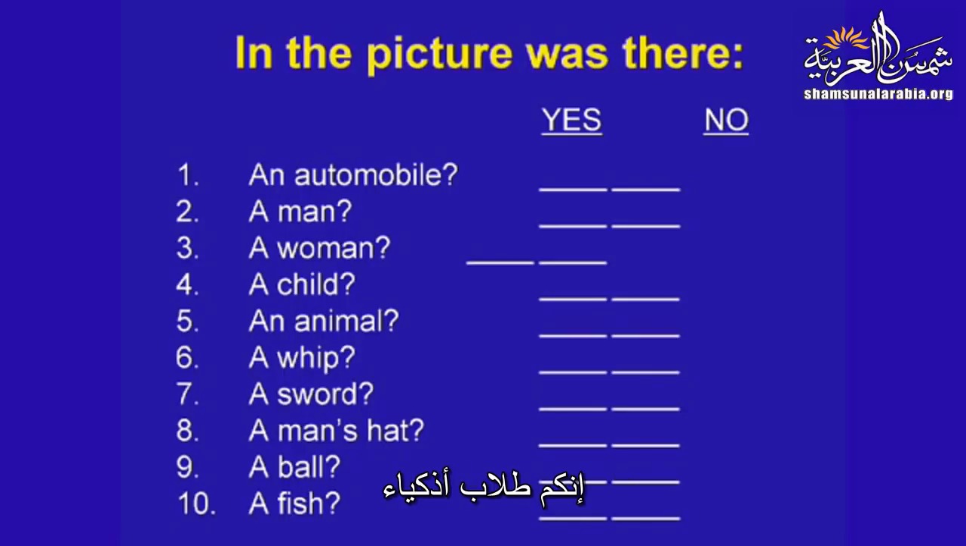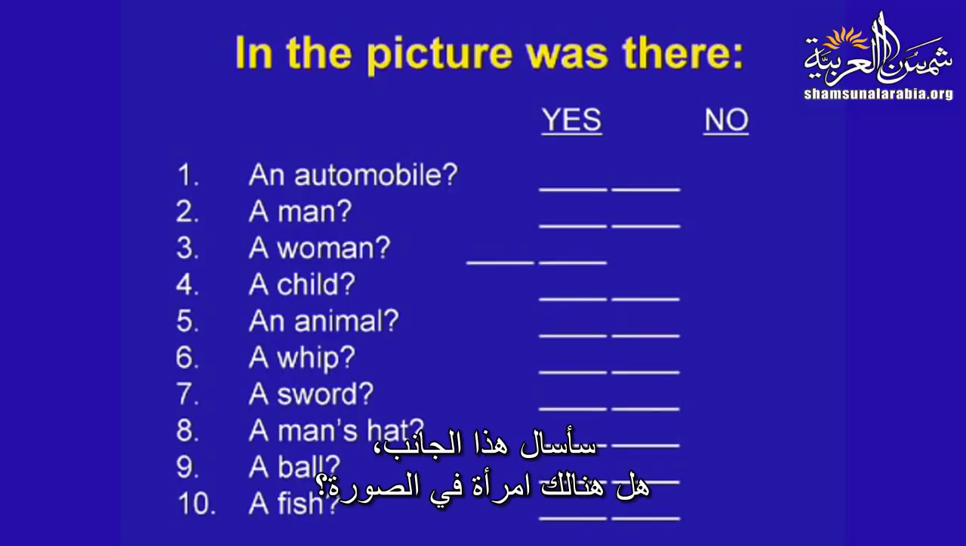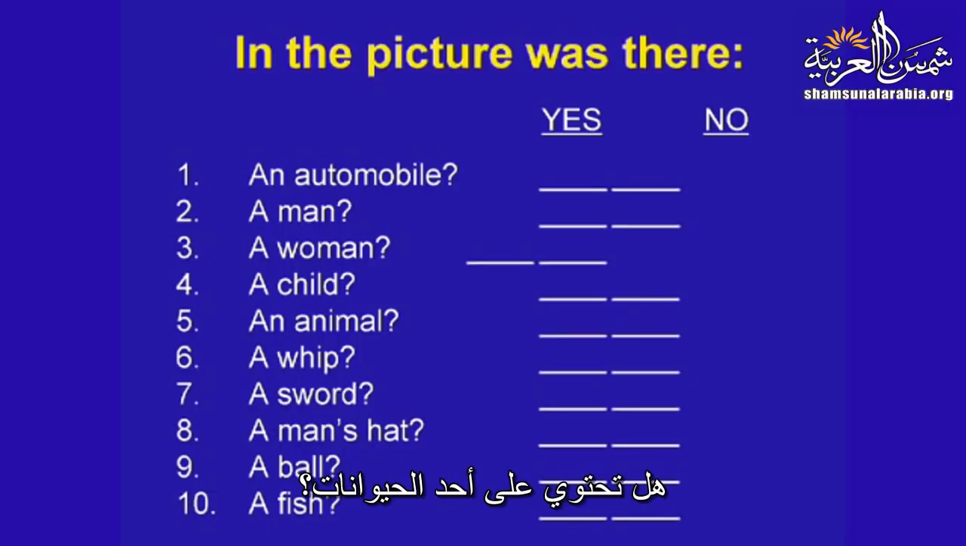Okay, see, this is a smart class. Okay. Was there a man in the picture? Yes. Was there a woman in the picture? Yes. Okay. What, this side again? Woman in the picture? No. Okay, all right. Okay, a child? No. An animal? Yes. Okay, all right.